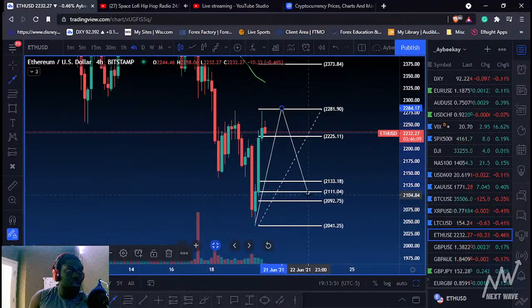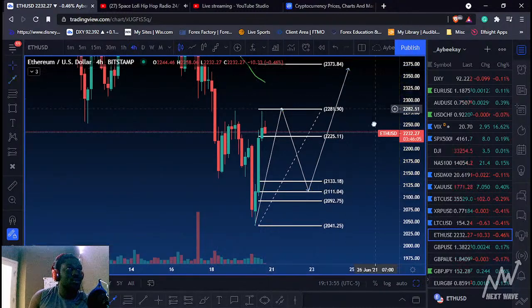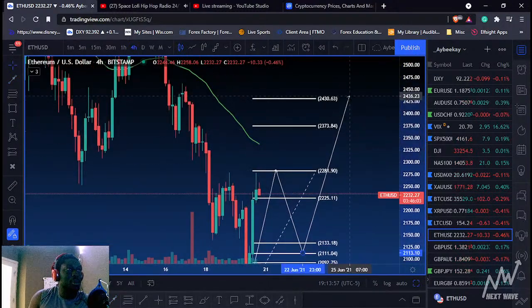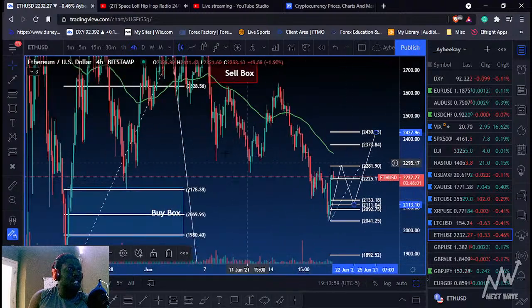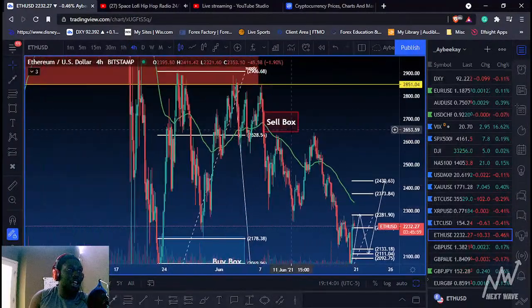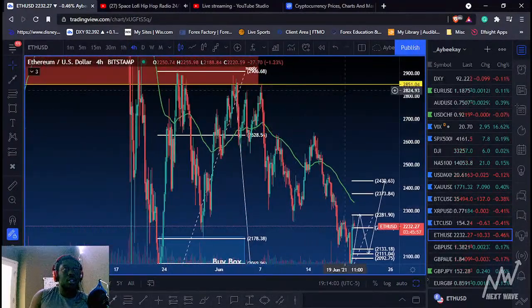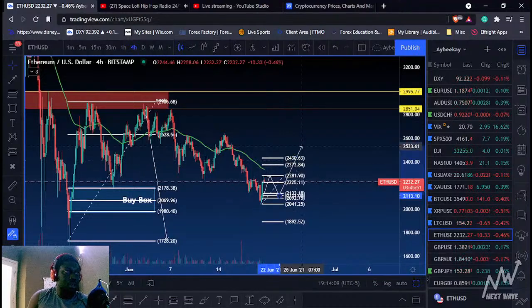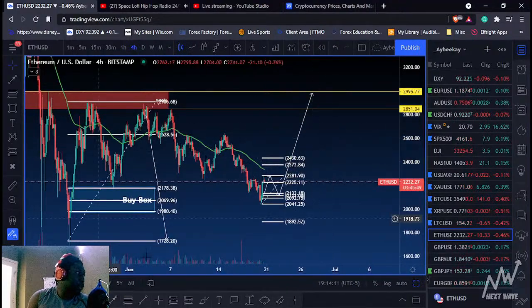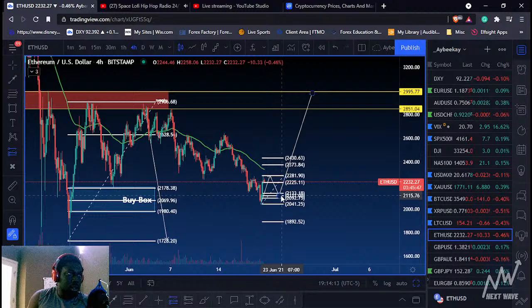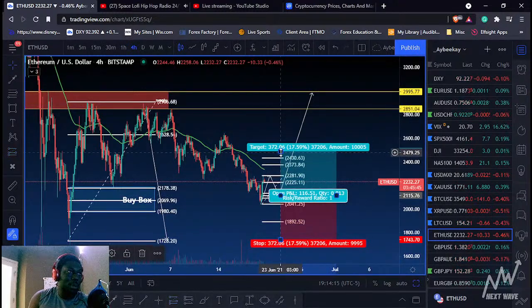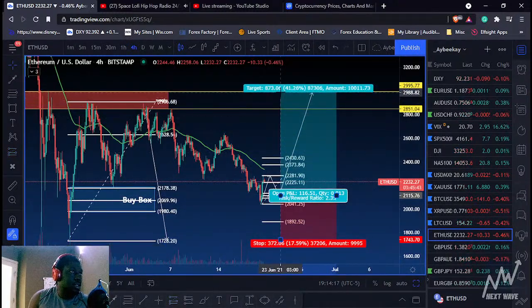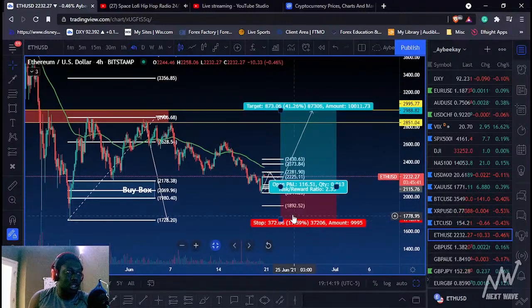Retracement to like 2011 or 2111, and then push to the upside. Although I'm really trying to take this to the sky. I wanted to break this heavy supply zone and see what it does. So let me just put my take profit over here for now. Although if it gets there and it holds, I'm probably gonna take full profits a lot later.